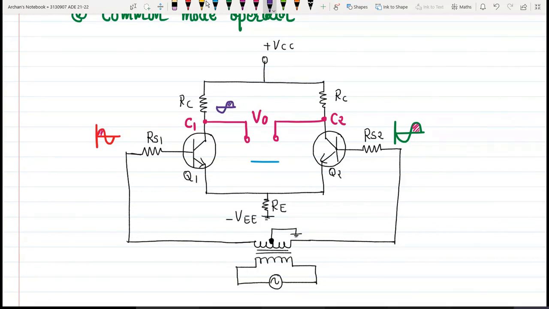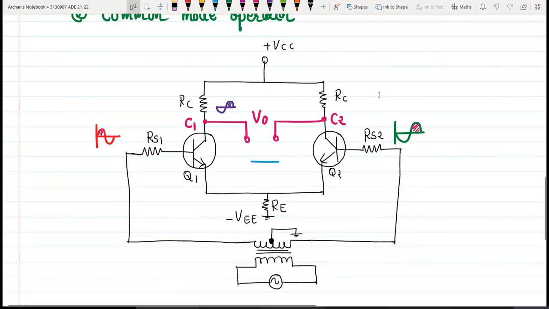We know how a transistor works. So we will get this negative going output voltage, which is available at the terminal C1 of transistor 1. And due to this positive going signal, the current through IE will also be increased, and hence a positive going wave will develop across the resistance RE.